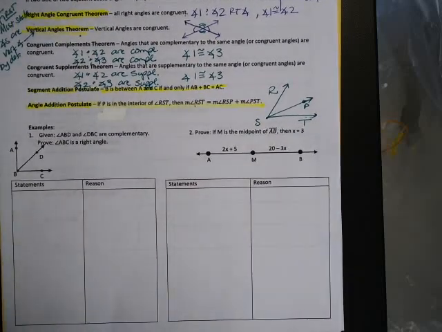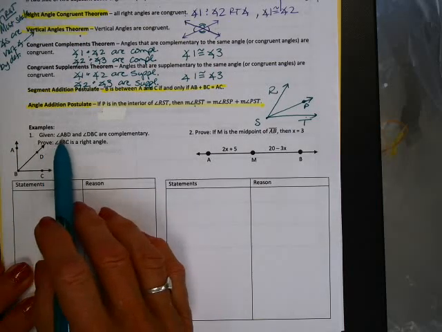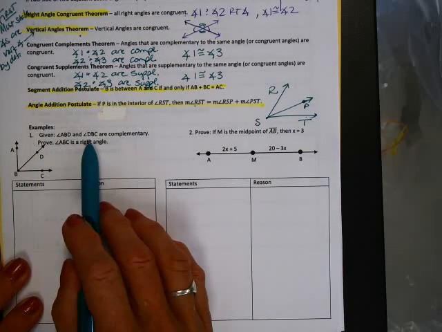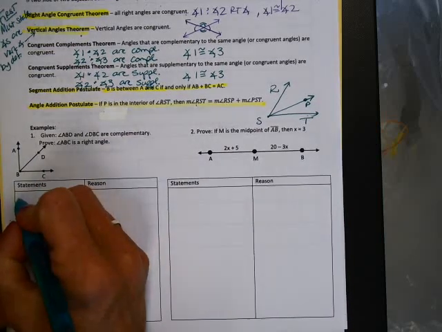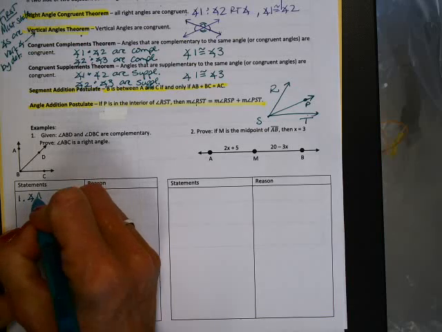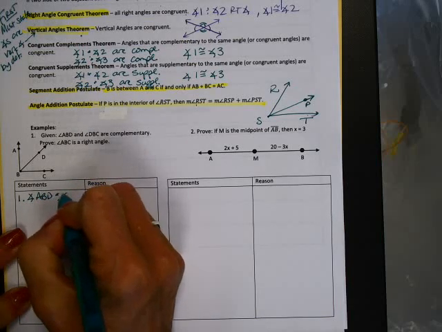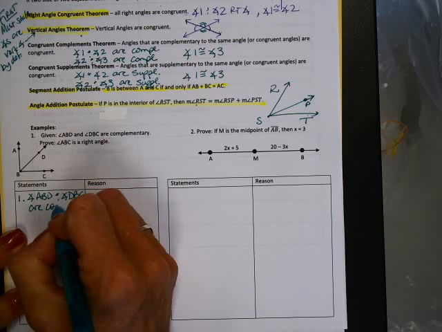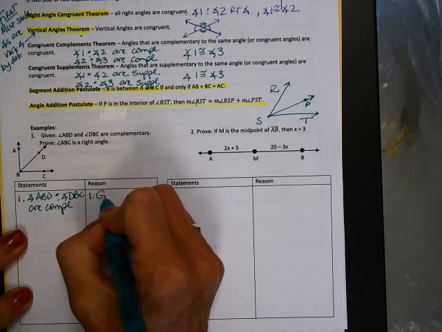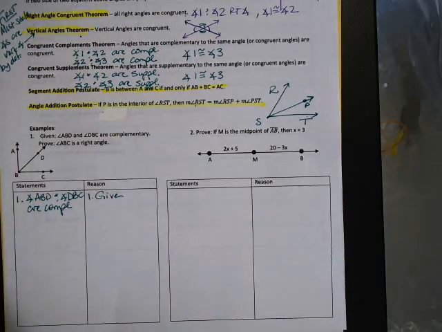Now we're actually going to do the fun stuff and start some more proofs. All right, let's start at number 1. We are given angle ABD and angle DBC are complementary. So might as well start off. Let's just go ahead and get that written as given. Okay, so we've got it started. We want to prove that angle ABC is a right angle.